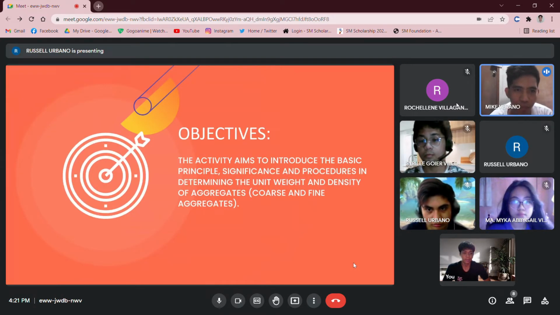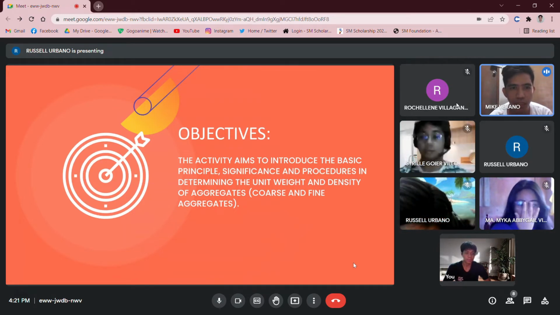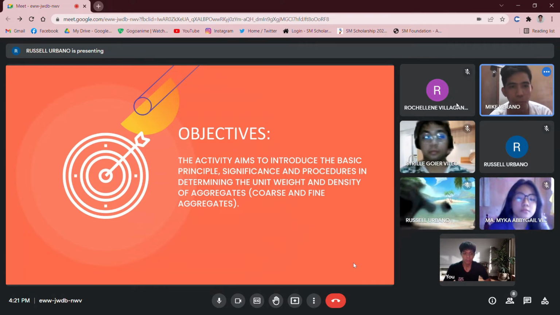Objective. The activity aimed to introduce the basic principle, significance, and procedures in determining the unit weight and density of aggregates, particularly coarse and fine aggregates.